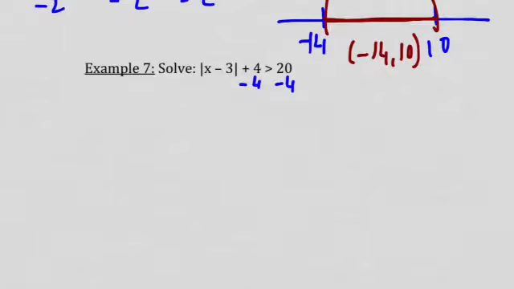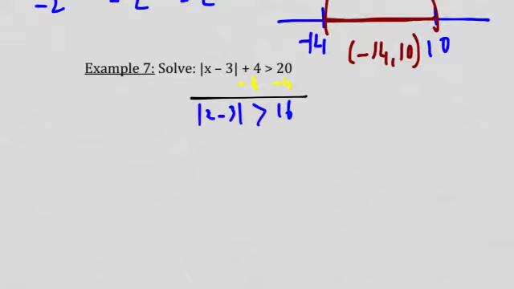Alright, so I'm going to subtract negative 4 from both sides, and I'm going to have the absolute value of x minus 3 greater than 16.